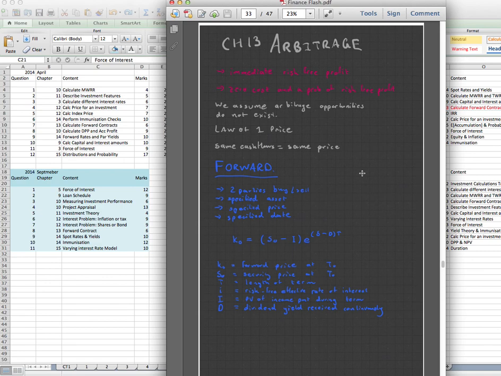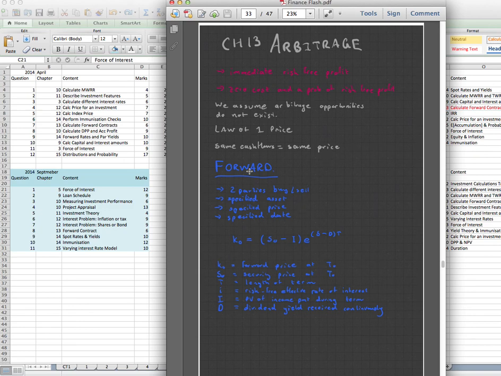Okay, chapter 13. I really enjoyed chapter 13. I found it quite easy, and it's talking about arbitrage and forward contracts. You might get a question for 2 marks that just asks you to explain arbitrage: that it's immediate risk-free profit, or that there's 0 cost and a probability of a risk-free profit. They talk about assumptions; just say we assume that no arbitrage opportunities exist, and that there's the law of one price, which means if something's got the same cash flow, it must have the same price.